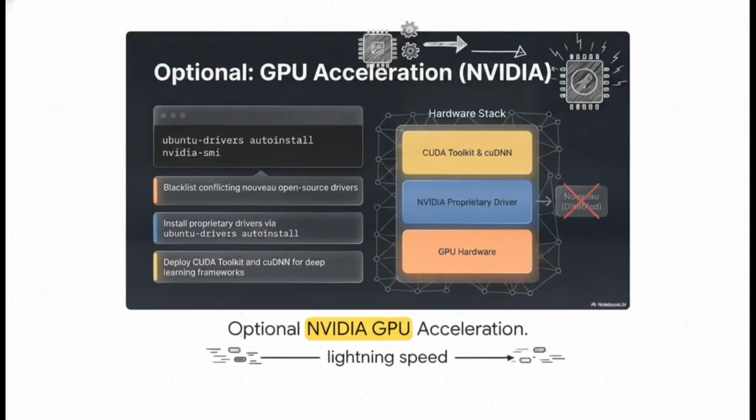Now, while this is entirely optional for CPU users, adding NVIDIA's proprietary drivers and the CUDA toolkit acts as a massive hardware power-up for deep learning frameworks. Look, if you're just starting out, your CPU is totally fine. But when you want to actually train models or generate responses at lightning speed, you are going to need an NVIDIA GPU. This involves installing the proprietary drivers, blacklisting the open source ones, and deploying the CUDA toolkit so tools like PyTorch can actually talk directly to your graphics card.